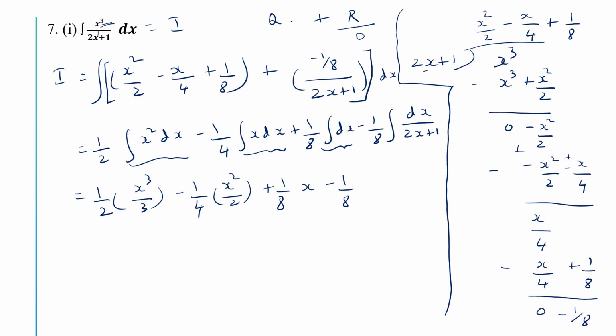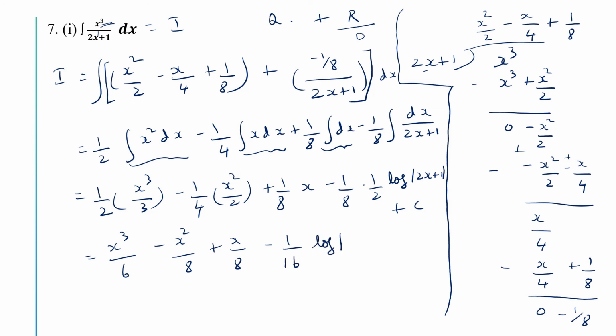then minus 1 by 8 into integral dx by 2x plus 1 is 1 by 2 into log mod 2x plus 1 because the coefficient of x is 2 here, plus c. So this is the answer. So this is equal to x cube by 6 minus x square by 8 plus x by 8 minus 1 by 16 log mod 2x plus 1 plus c.